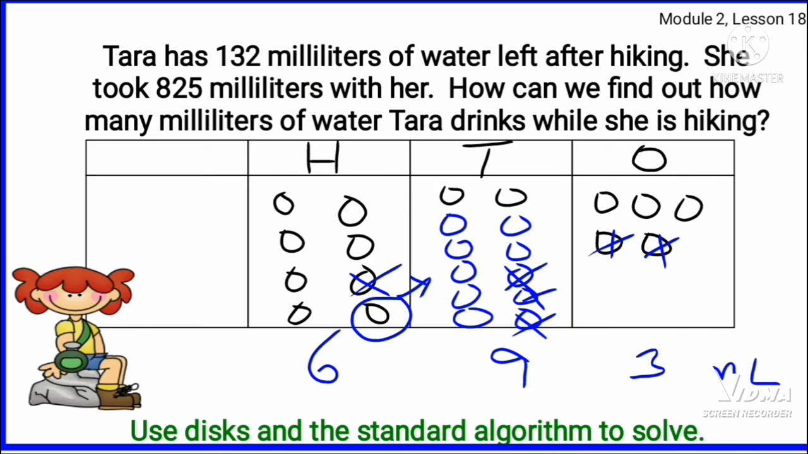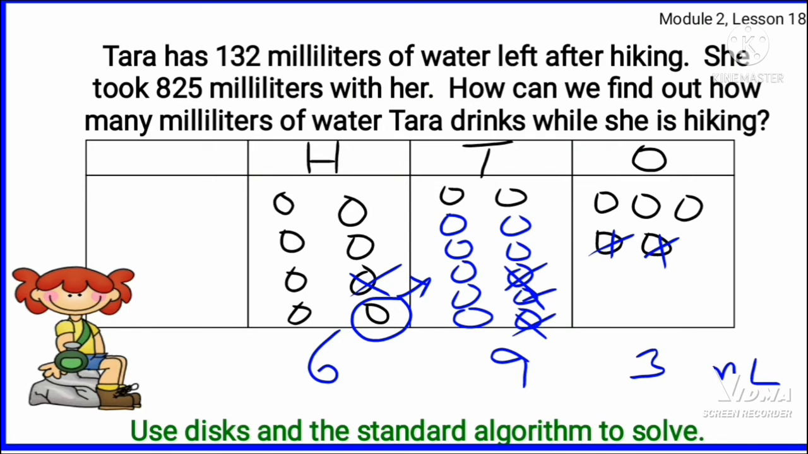Write out the 825 milliliters she had with her. Alright, so that's my 825 milliliters. But when she was done, she had 132 milliliters left. That is what we need to take away from the 825 to know how many milliliters she drank while she was hiking.